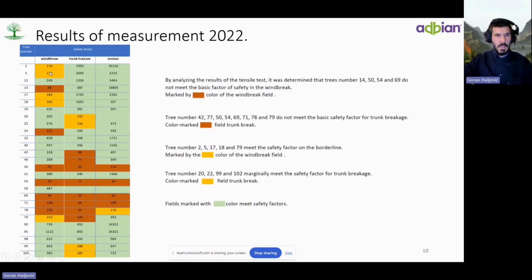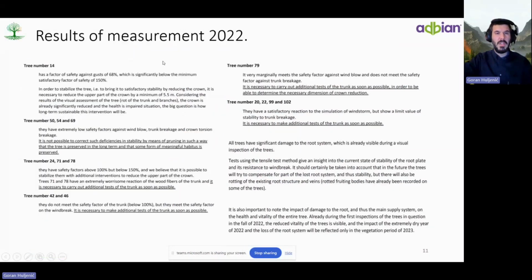But we also always mark the trees that are borderline, so trees that are just above 150, and we really like to look into why they are not more safe. And some trees that are just under 150, we also take a special look into them. So we always make explanations, because if we have to fell some trees, it needs to be really well explained why these trees need to be felled. So it's not just, we calculate the safety factor and that's it.